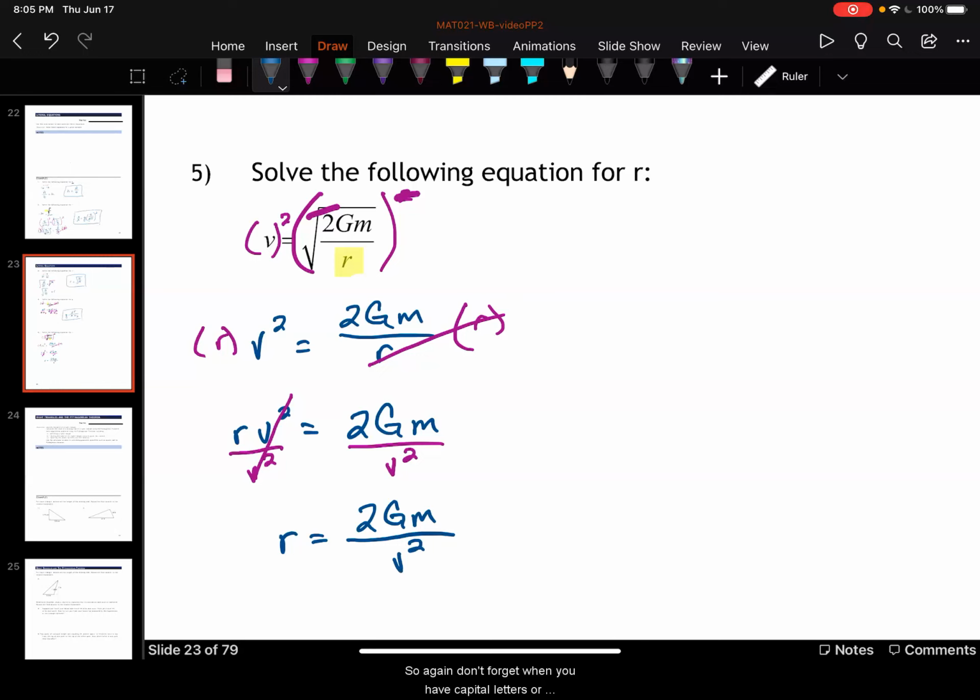So again, don't forget, when you have capital letters or you have subscripts, they have to stay. You cannot change them. Capital letters must stay capitalized, lowercase must stay lowercase.